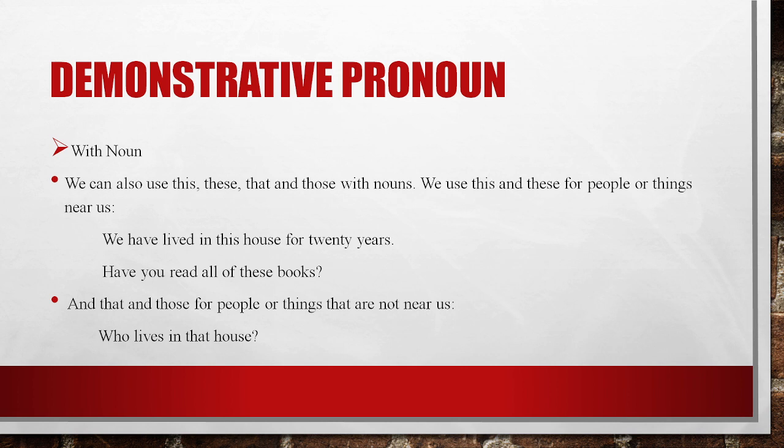With a noun. We can also use this, these, that, and those with nouns. We use this and these for people or things near us. We have lived in this house for 20 years. Have you read all of these books? And that and those for people or things that are not near us. Who lives in that house?